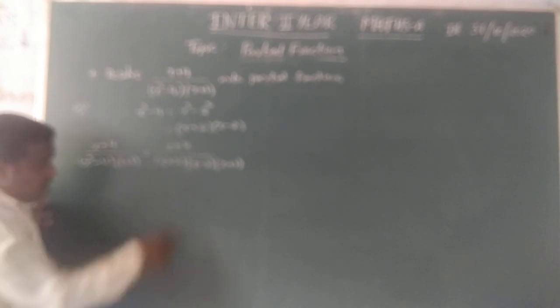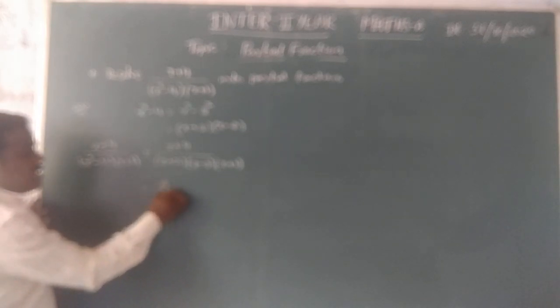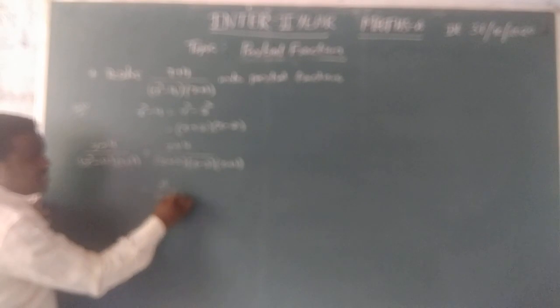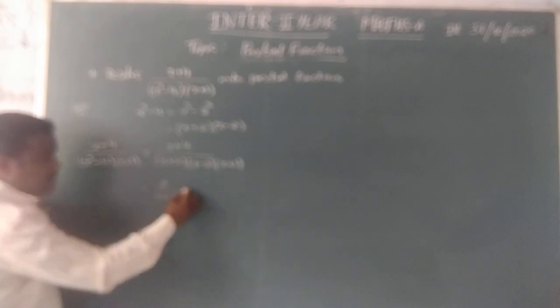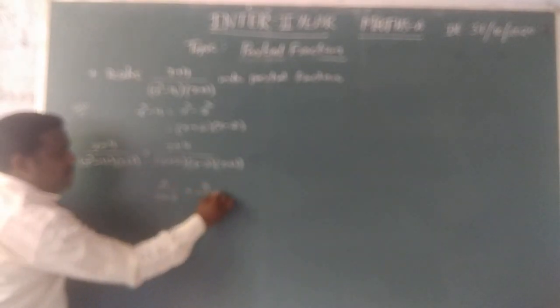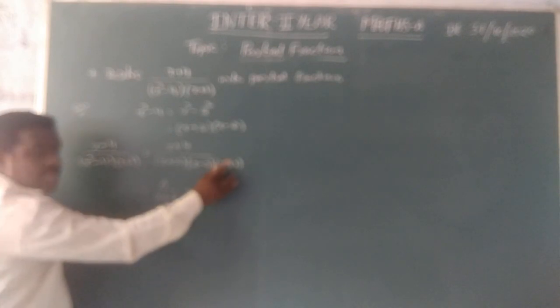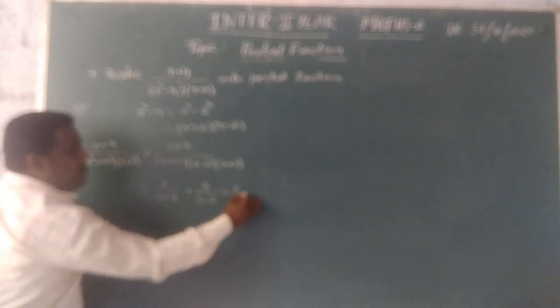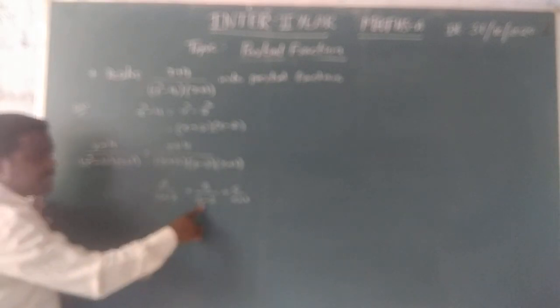Okay, non-repeated linear factors. So what is the partial fractions form? The first factor form is a by x plus 2, the second factor is b by x minus 2, and the third factor form is c by x plus 1. These are the partial fraction form of the given fraction.